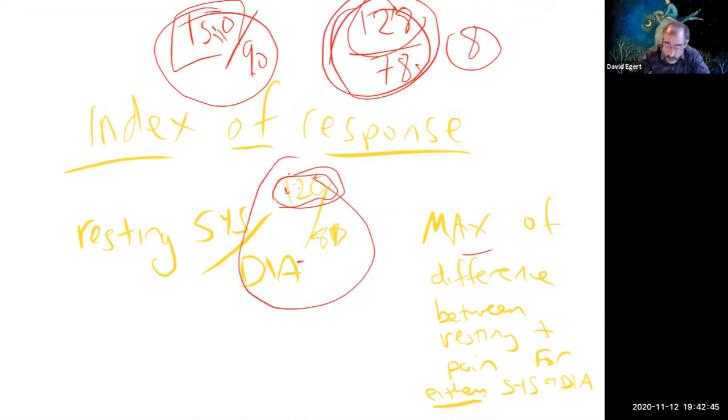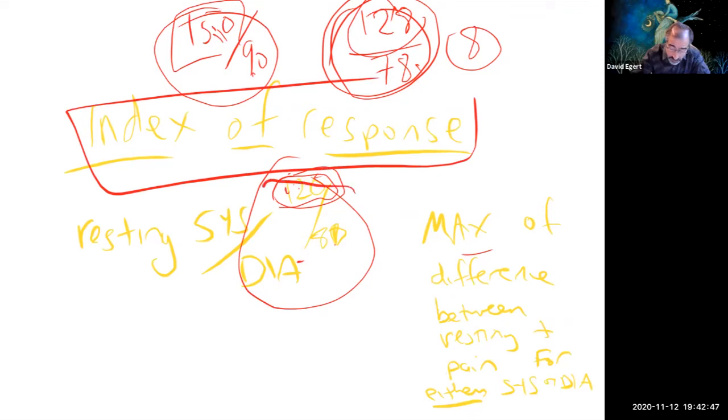So for index of response, you just look at the values for systolic and diastolic while they're at rest, compare them to the maximum changes that happened during the ice water bath, and you just pick the highest value, and that is their index of response. So we can take a look at the data in the spreadsheet that goes along with this part of the lab now.